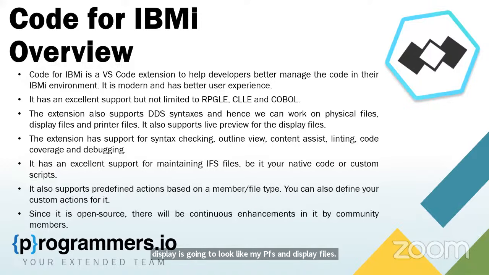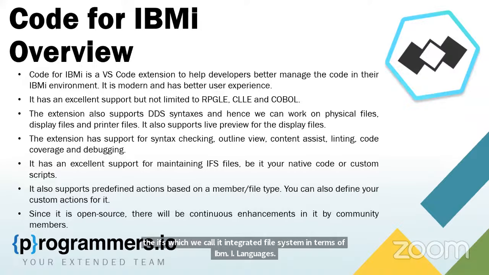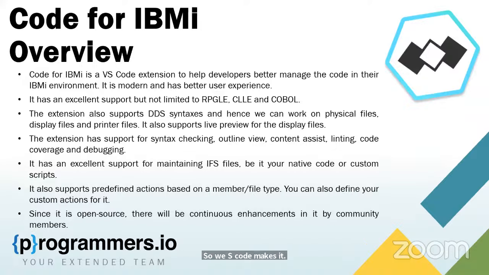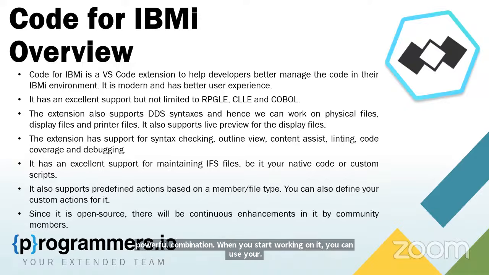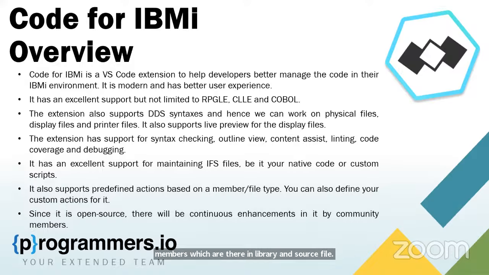Another thing is it supports the native file system and the integrated file system. So all the files which are available on the IFS, which we call the integrated file system in terms of IBM i languages. So VS Code makes it a powerful combination. When you start working on it, you can use the source members which are there in the library and source file arrangement, and then you can use all the files which are available on your IFS, and everything is available in one view.